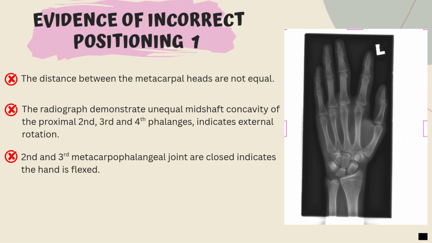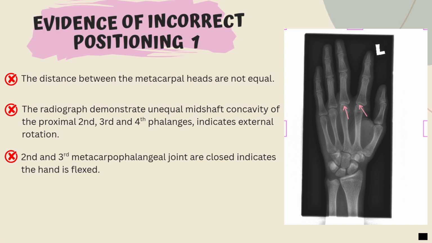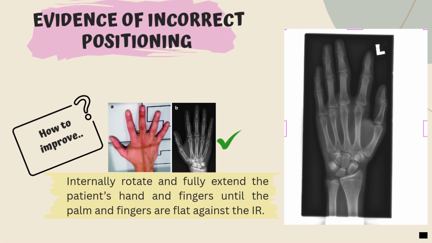Second evidence is demonstrated by unequal mid-shaft concavity of the proximal 2nd, 3rd, and 4th phalanges, which indicates external rotation. The 2nd and 3rd metacarpophalangeal joints are also closed, which indicates the hand is flexed. To improve this positioning, we can internally rotate and fully extend the patient's hand and fingers until the palm and fingers are flat against the IR.